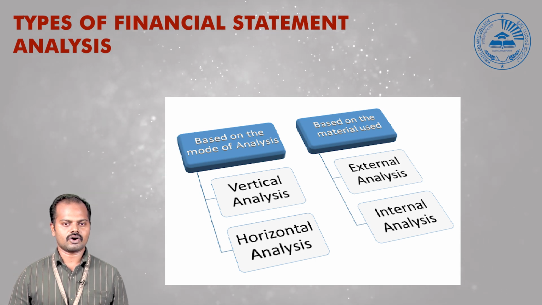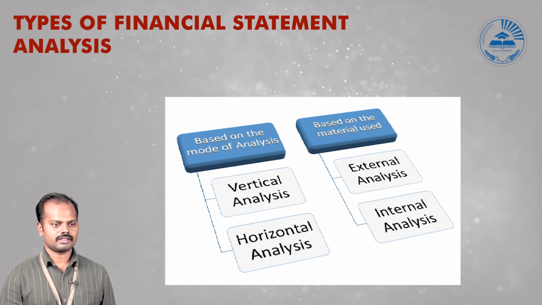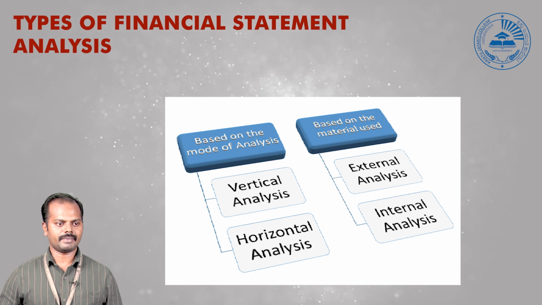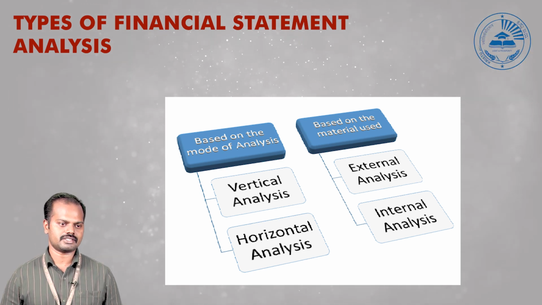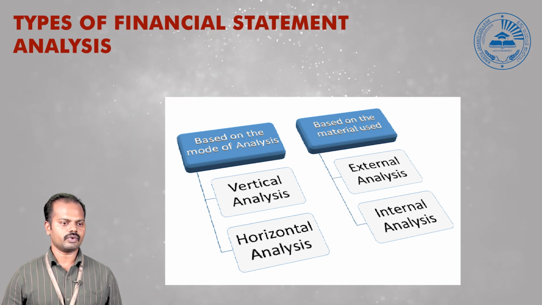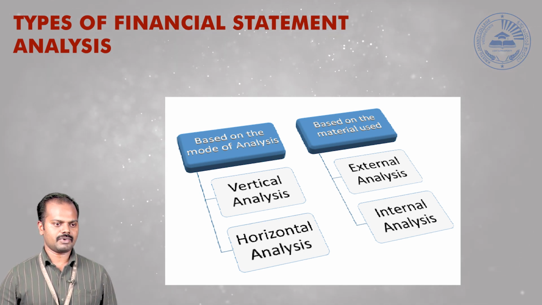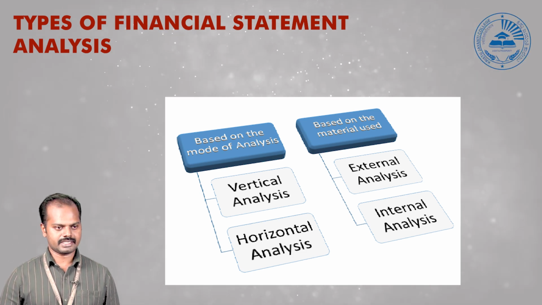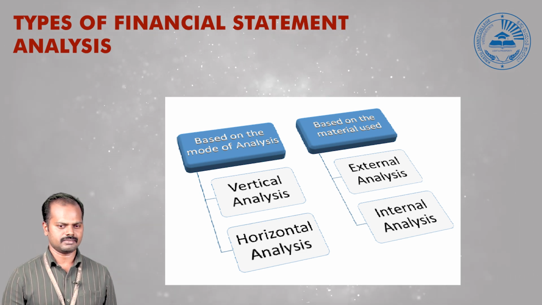For example, the common size income statement. In a particular year, based on the sales, we compare some other items within the organization, and we find that particular percentage. So within an organization, within a particular year, we can compare and take decisions based on that. Examples of vertical analysis are common size balance sheet, common size income statement, and ratio analysis. These we can say are vertical analysis.